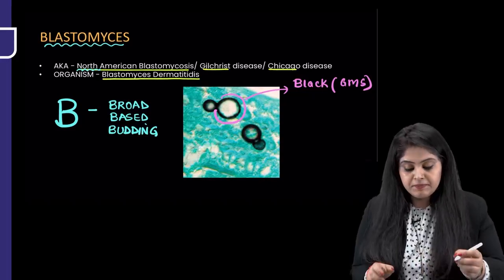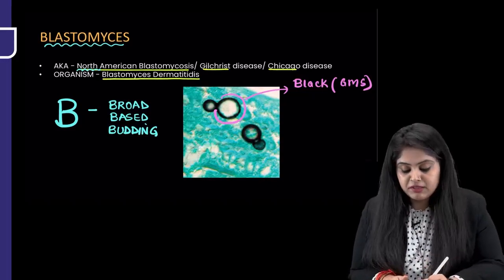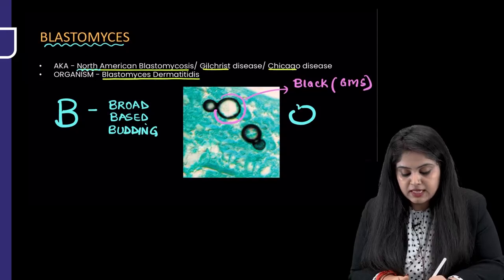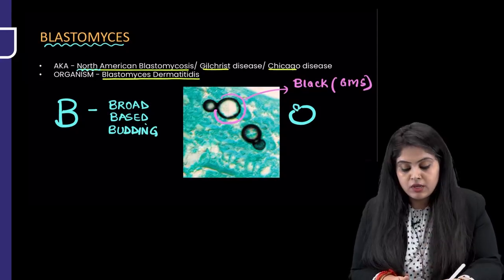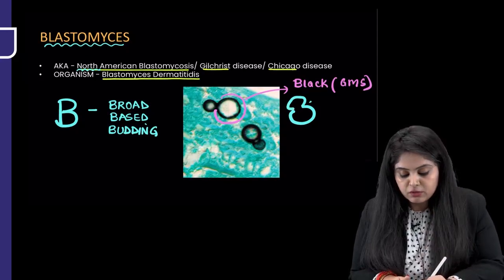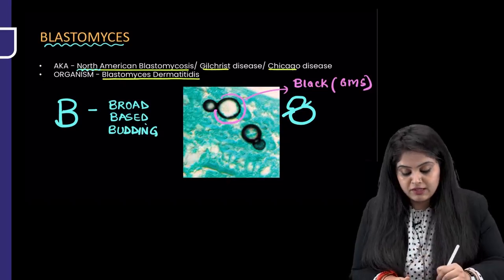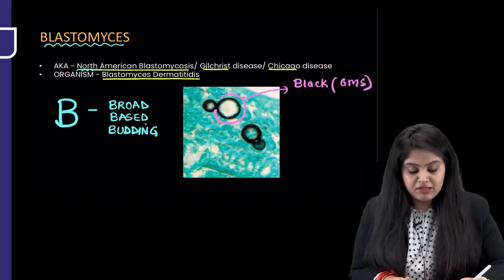Now tell me the next thing, that if I'm seeing a broad base, it means if this is the fungus, I'm not seeing a tiny little bud, a tiny tip. No, I'm seeing a broad base. Look at the base, it is very broad. So that is what you analyze by broad-based budding.